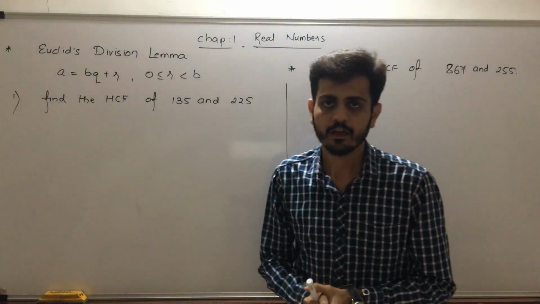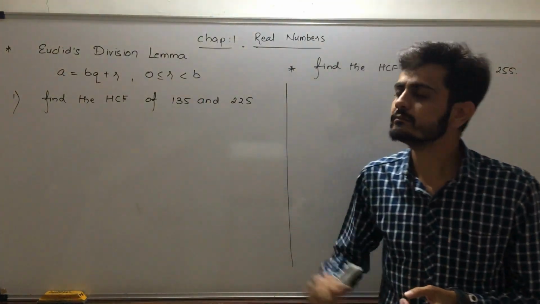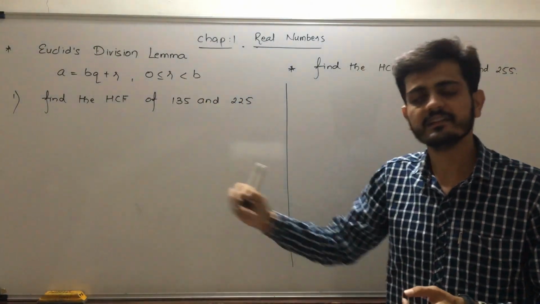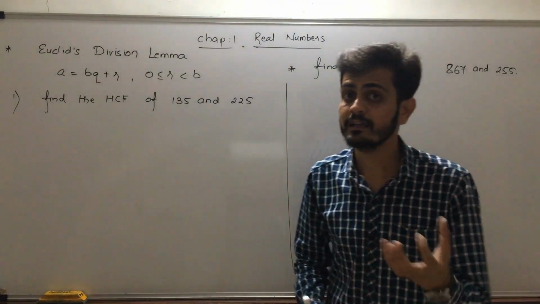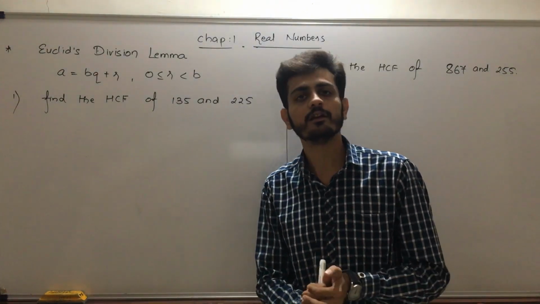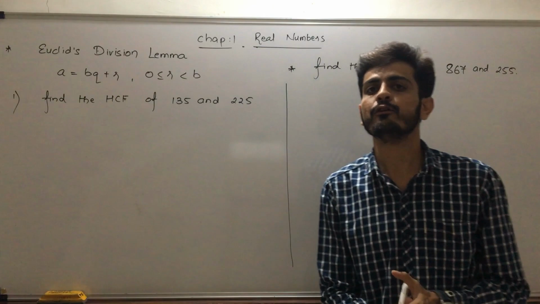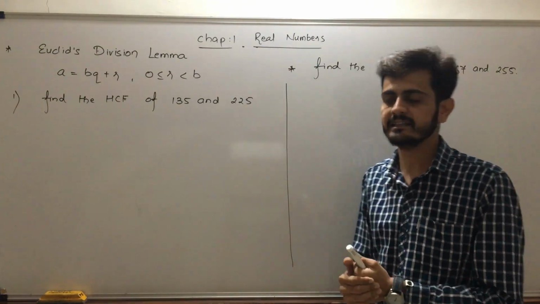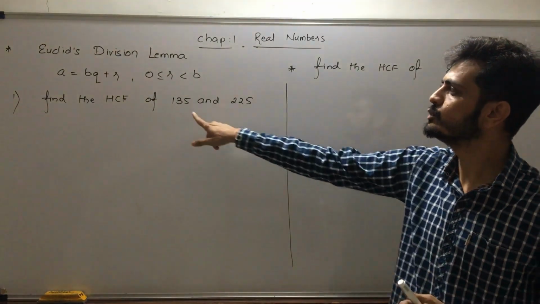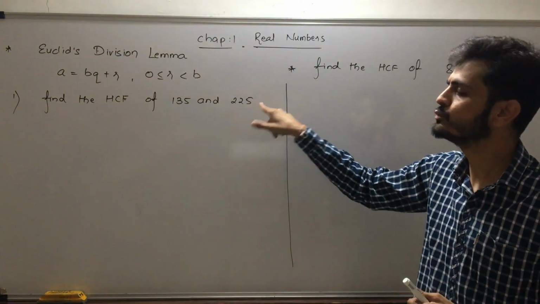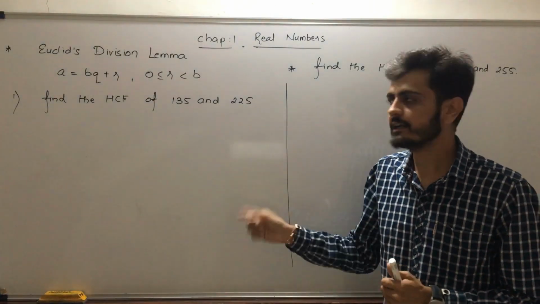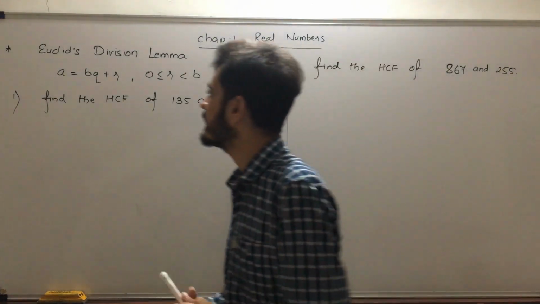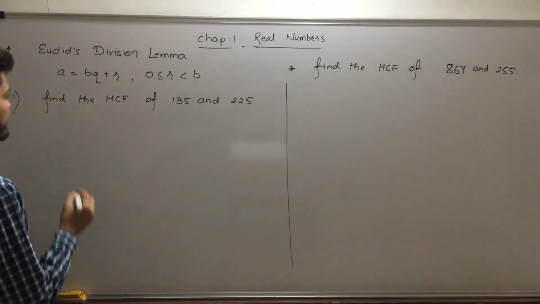positive integers. So this statement is Euclid's division lemma, and the whole process is called Euclid's division algorithm. So we will use here Euclid's division algorithm to find the HCF of two positive integers. Let's take one example and understand how to find the HCF of two numbers. Here are the two numbers 135 and 225. Among them, the greater one is taken as a and the smaller one as b. So let's start with Euclid's division lemma.